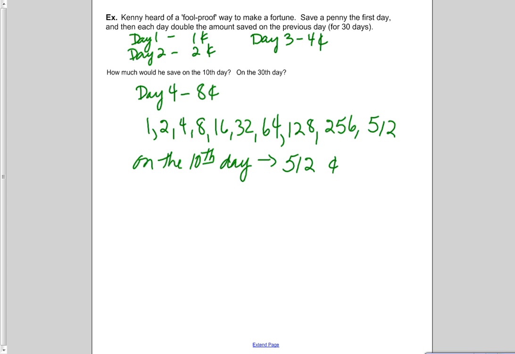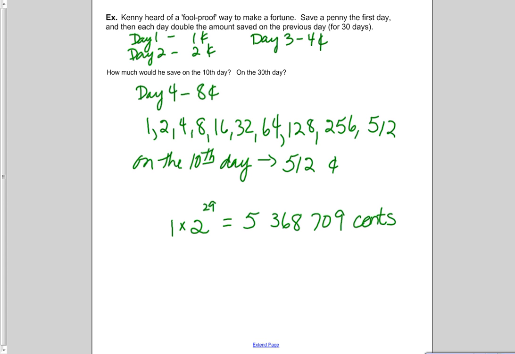On the 30th day, well, I'm not so very sure that I want to write this out so very many times. Our 30th term will be 2 times the 1 cent, and I double it, and I double it, and I double it again. 29 times, actually, because on the first term, I haven't doubled anything yet, and my answer is going to be ridiculous. Just a second. Right, 5,368,709 cents on the 30th day.